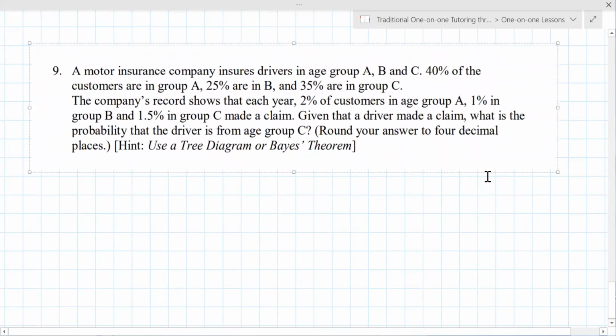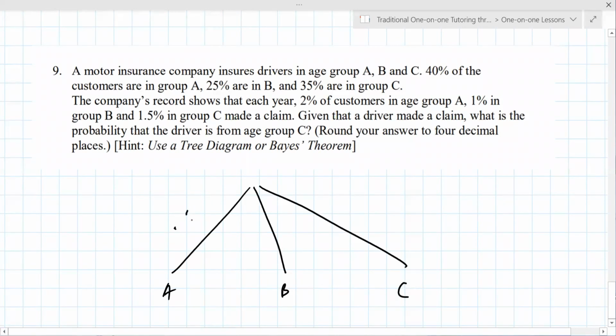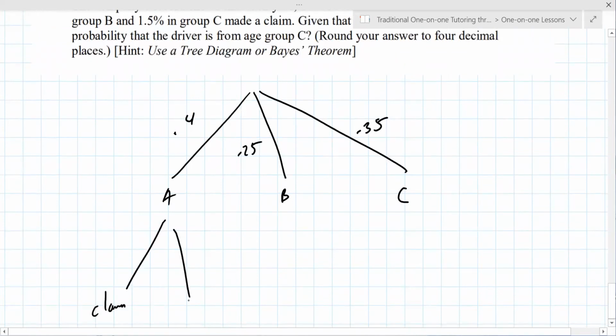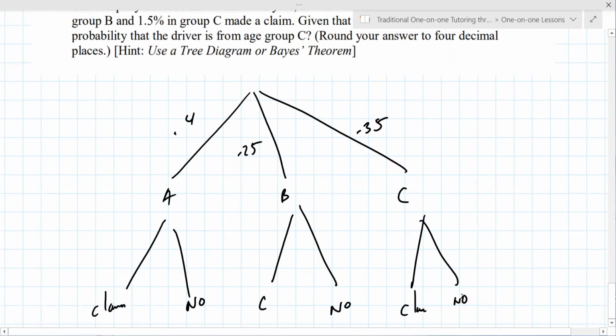So there's 3 groups this time: A, B, and C. 0.4, 0.25, 0.35. 2% of customers in age group A made a claim. So it's claim or no claim, for each group. Just putting the numbers in. So 0.02, 0.98, these have to add up to 1. Then 0.015, 0.985, and oh, I had the wrong numbers here. These actually move over here. It's 1% in group B, 0.01, and then 0.99.